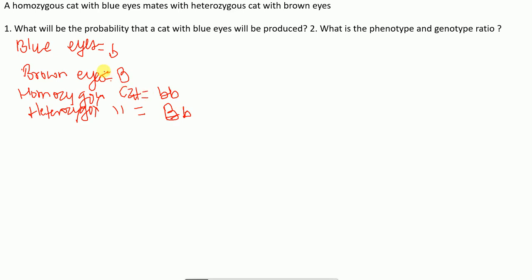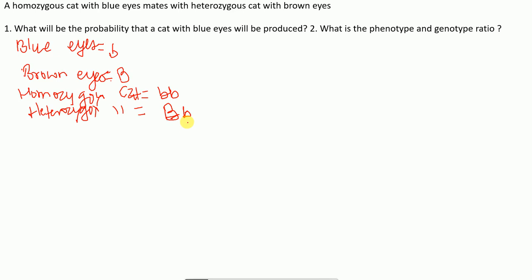So blue eyes is small b, and brown eyes is written with capital B. A homozygous cat with blue eyes is small b and small b. A heterozygous cat with brown eyes is capital B and small b. Heterozygous, that's why capital B and small b, okay?